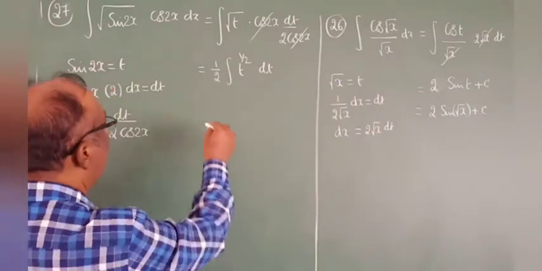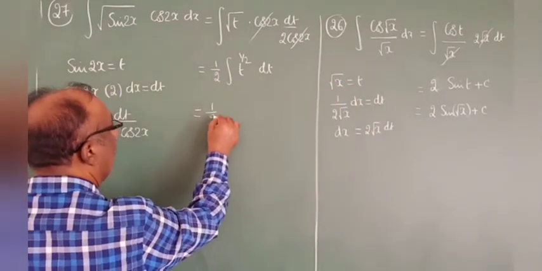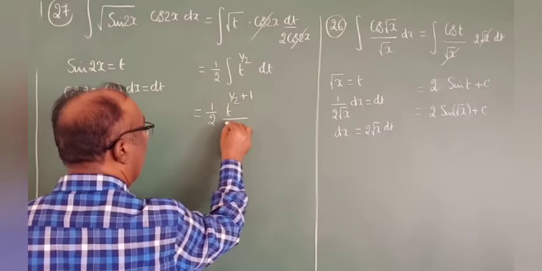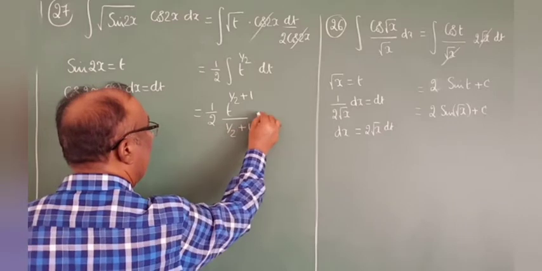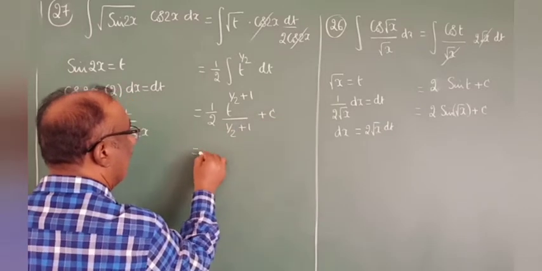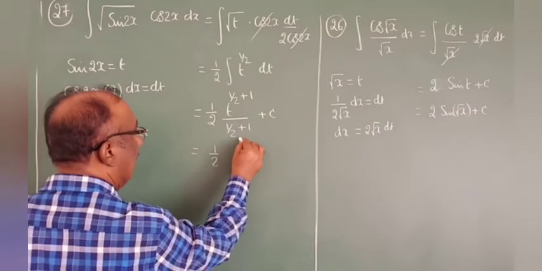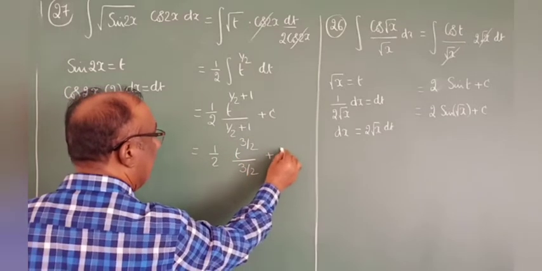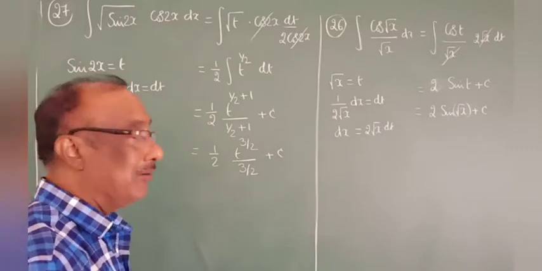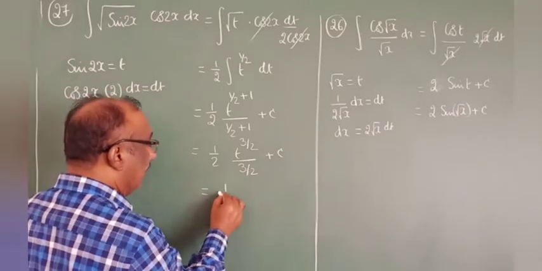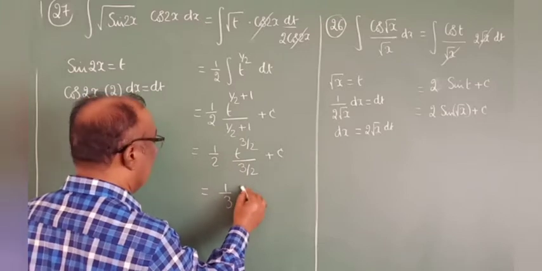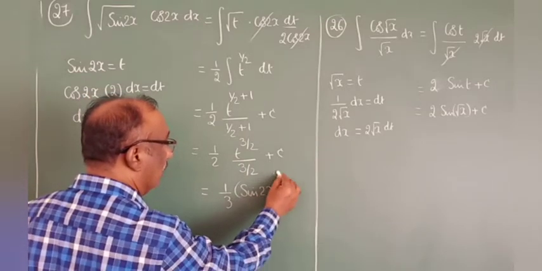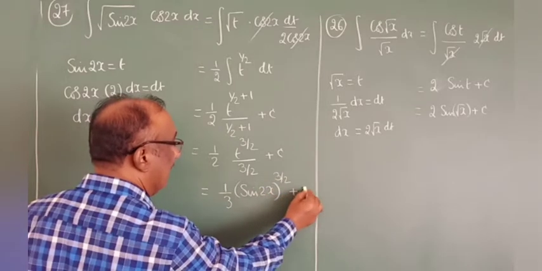What is the x power of n integration? It is 1 by 2 t power of 1 by 2 plus 1, by 1 by 2 plus 1, plus t. Right, now it is 1 by 2 t power of 3 by 2 by 3 by 2 plus c. It should become 1 by 3 times of, what is the t? Sine of 2x power of 3 by 2 plus c is the answer.